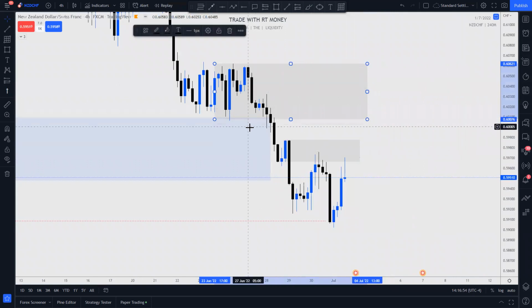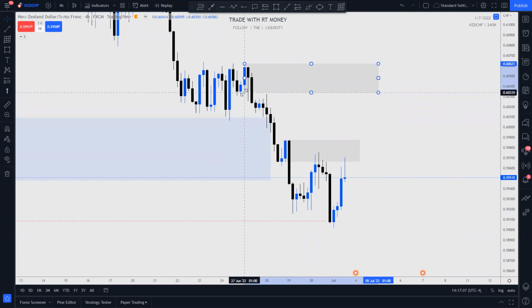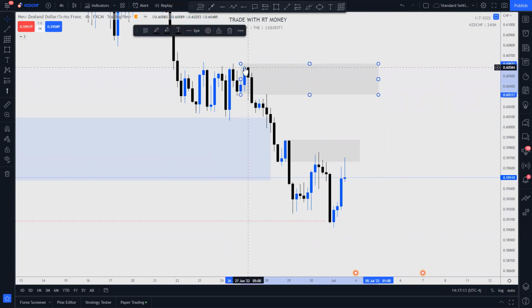Now, this could come up to the daily, so I'm going to leave this up here. This is a daily zone of supply. We can refine this zone, of course we can. I would refine it to maybe here, where the buying started before the aggressive sell-off.